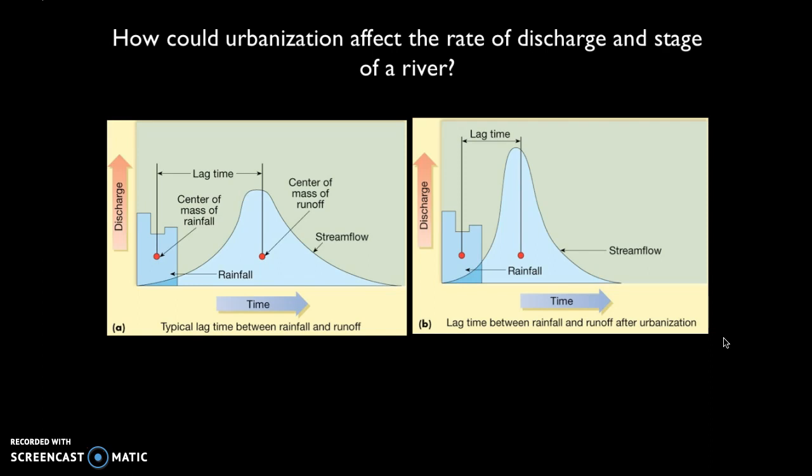So now those hill slopes through which the water used to flow throughout the vegetation are now flowing through just asphalt. Obviously the water is going to flow a lot faster through the asphalt than it would through vegetated areas. So you see that the lag time between that rainfall event and the maximum discharge is a lot smaller, and hence the flooding possibilities are a lot greater and a lot faster. So that is one of the ways in which urbanization can affect that lag time, and hence that rate of discharge and the stage of the river.